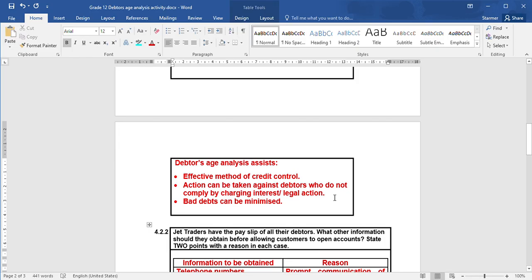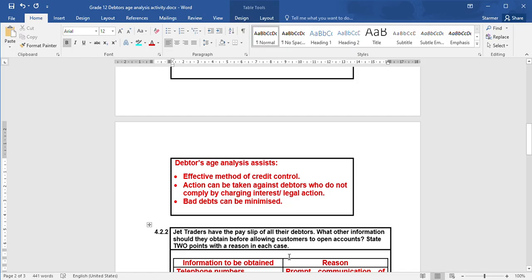Legal action, though, is only realistic if the debtor owes you a large amount of money. Otherwise, it's not worth it. Hopefully, by keeping in touch with your debtors and reminding them and so on, you can minimize bad debts.